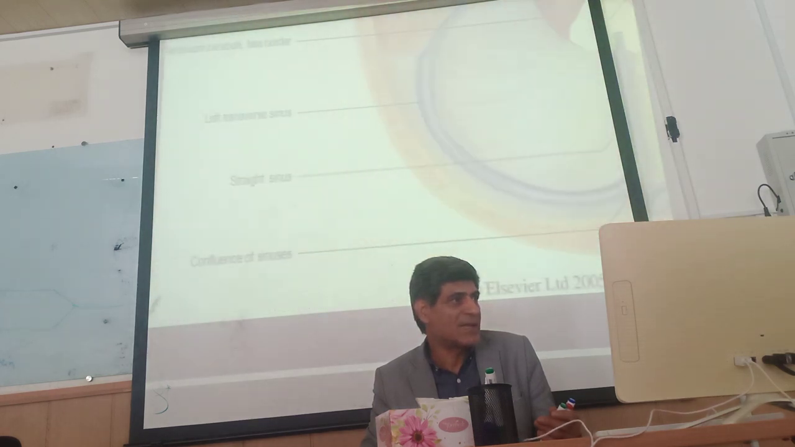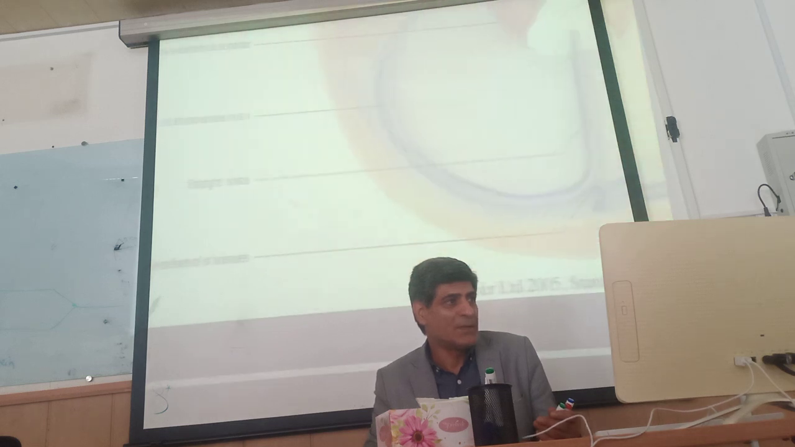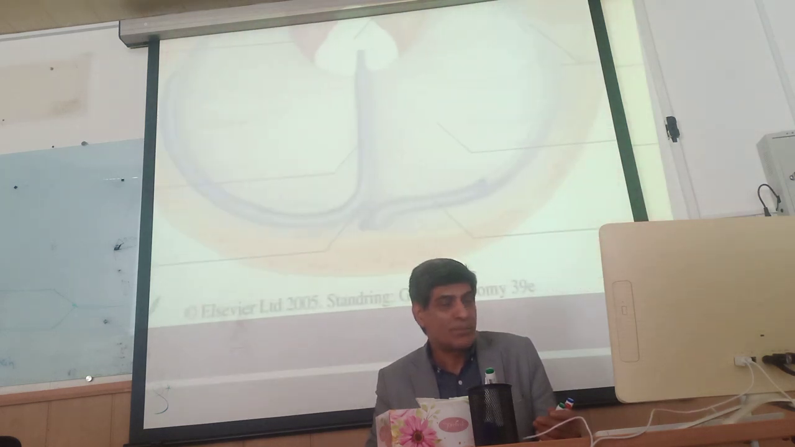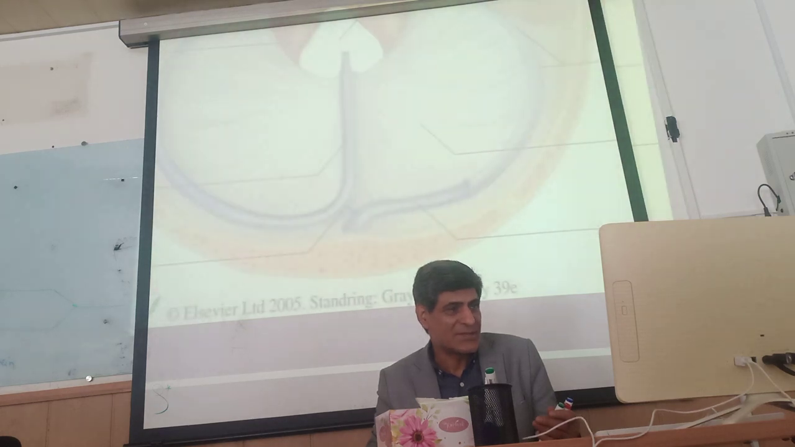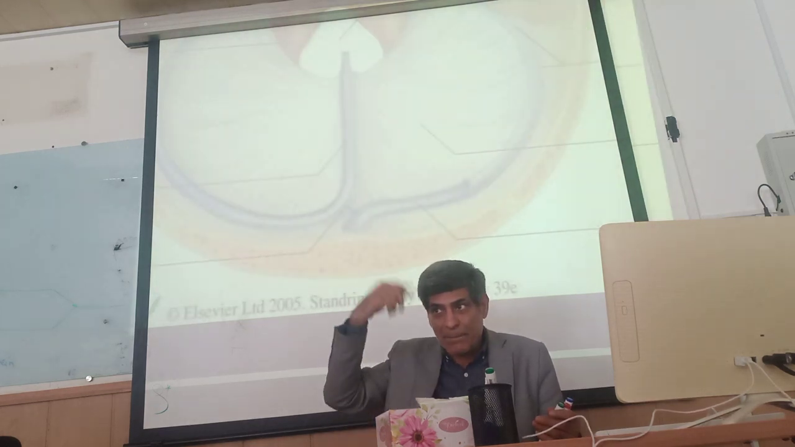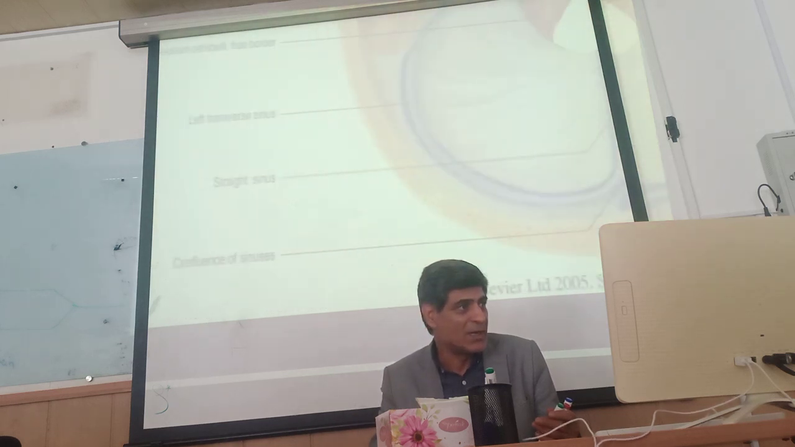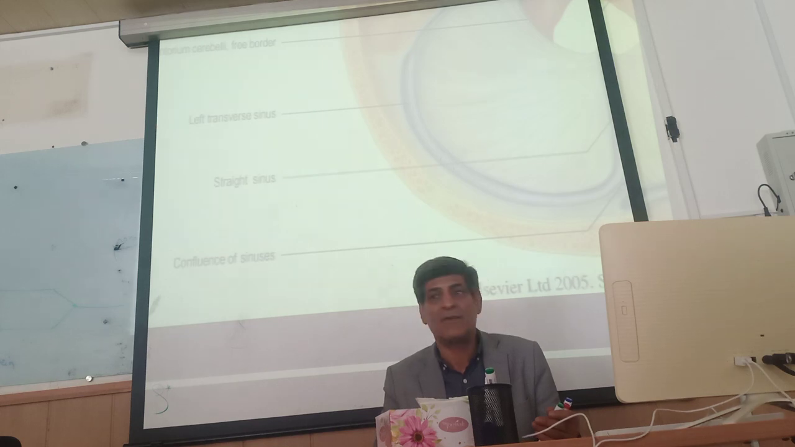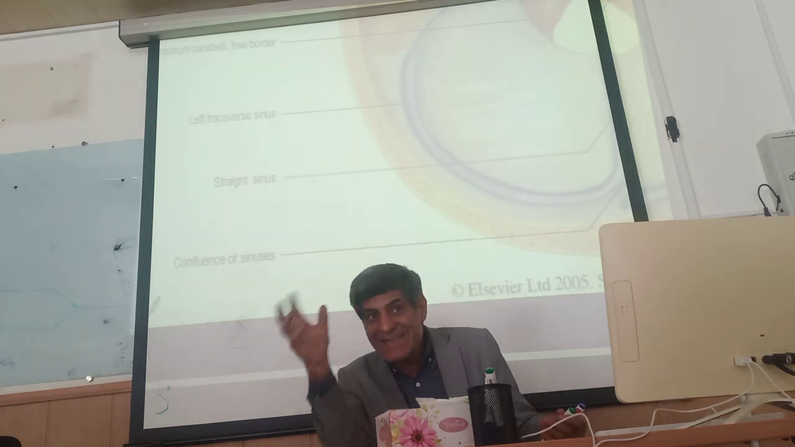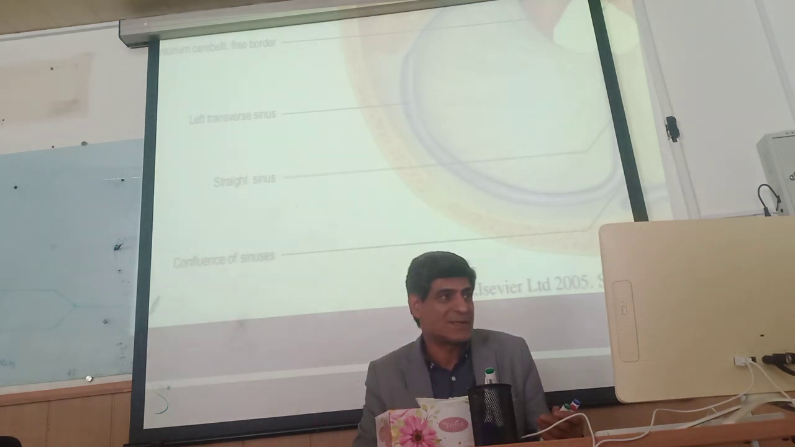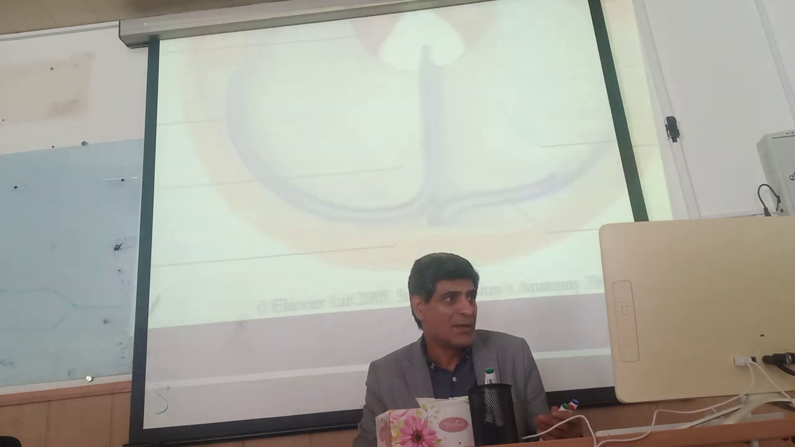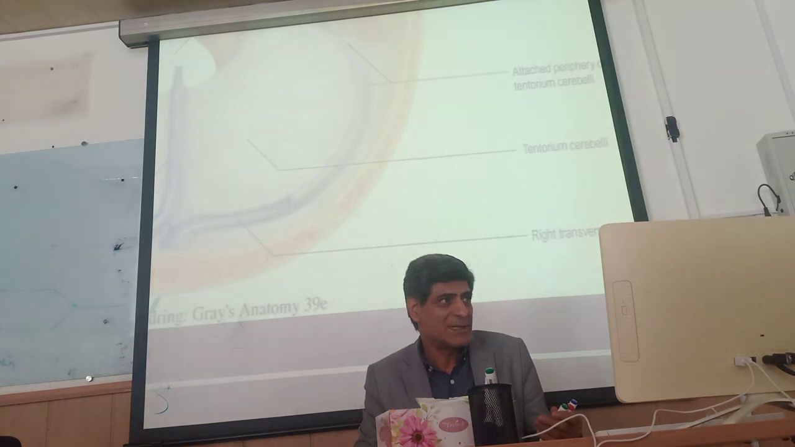The straight sinus is joined by the superior sagittal sinus and the right transverse sinus, and the upper part is the superior sagittal sinus, forming the confluence of sinuses. The confluence of sinuses is formed from three sinuses: the straight, right transverse, and superior sagittal sinuses. This is the dura, the tentorium cerebri.